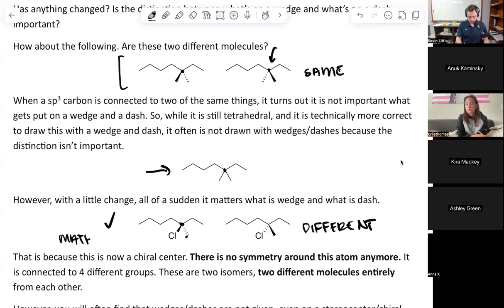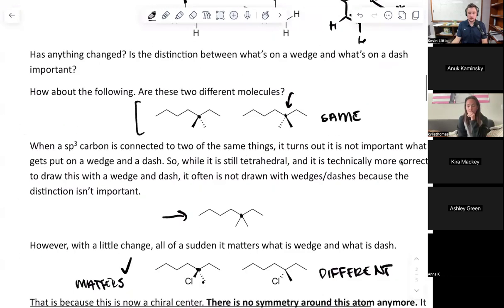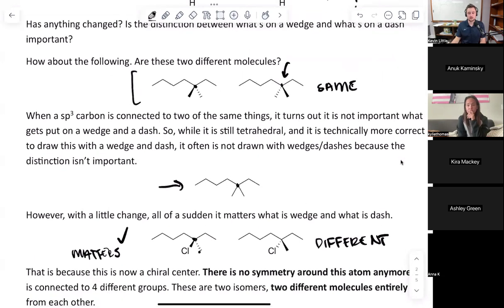It matters what's a wedge and a dash because this is a chiral center. That carbon is bound to four different things. There is no more symmetry. Unlike this carbon with the three hydrogens, where we could just turn it and it doesn't matter, as soon as there's four different things attached to that carbon, it matters. Those are two different things.